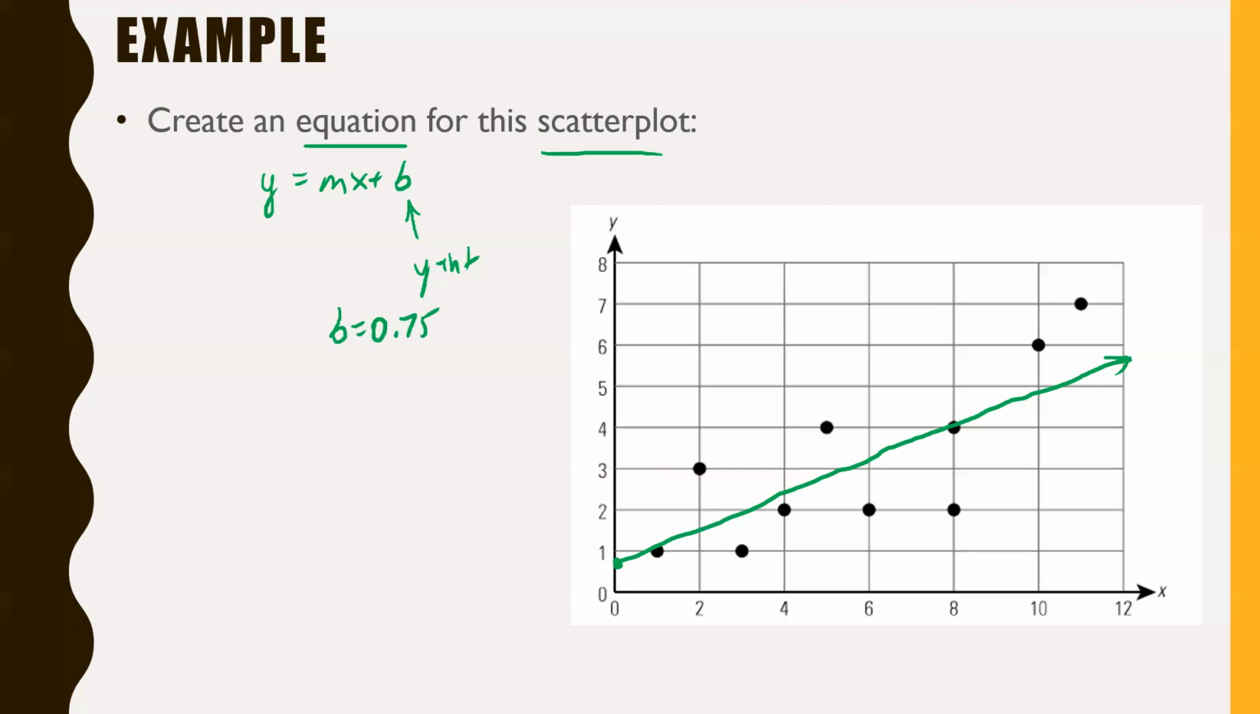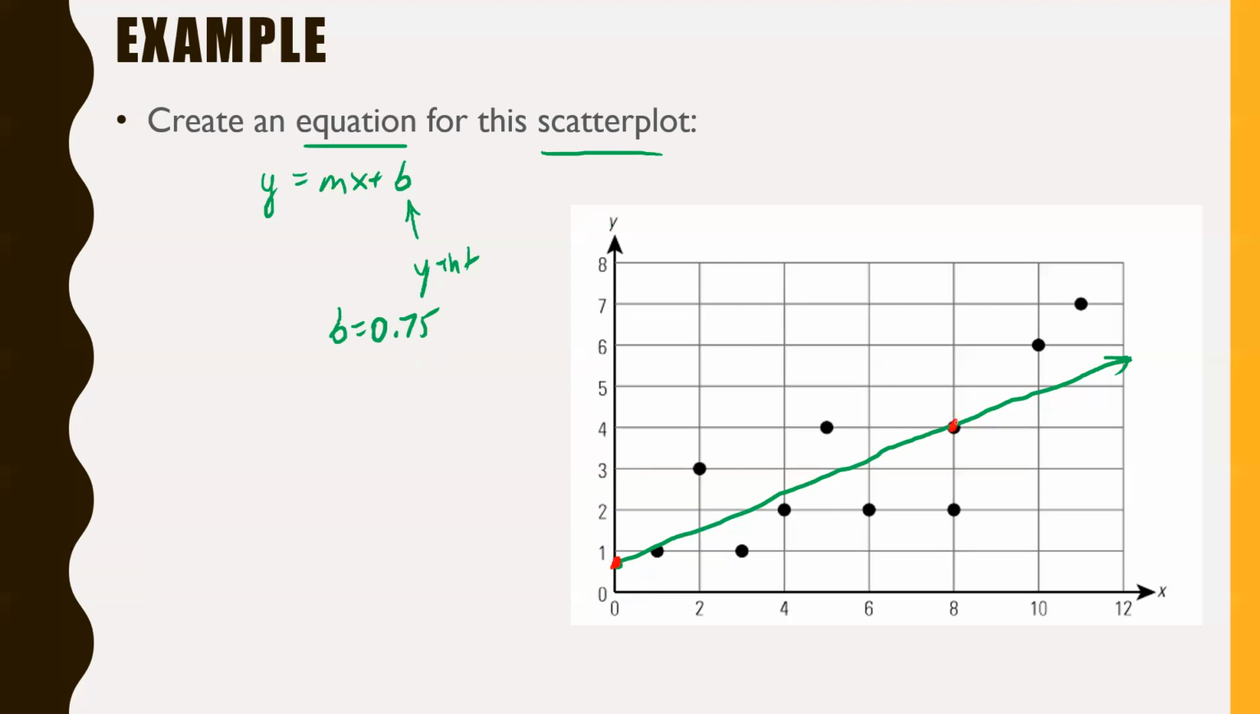Now, as for m, really, that's our rise over our run. How about I just change color again? Really, I want to pick whatever points I feel most comfortable with. I'm just going to start with this point right here, because I know that's at 0, and then 0.75 is what I'm estimating it at.